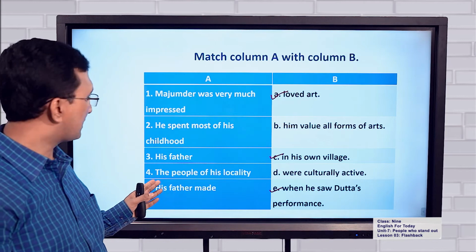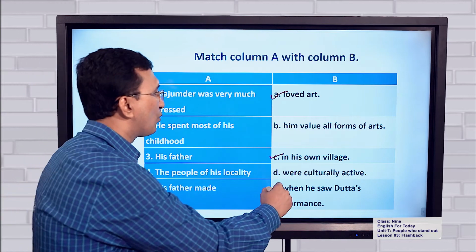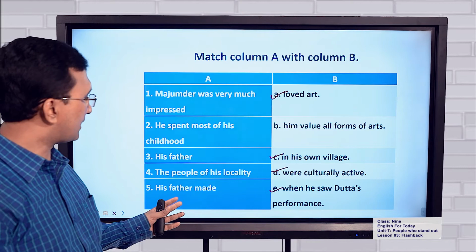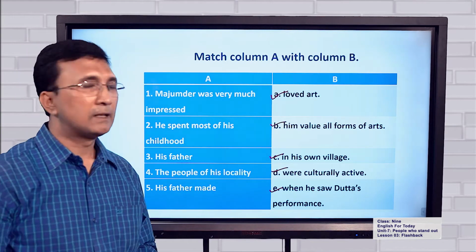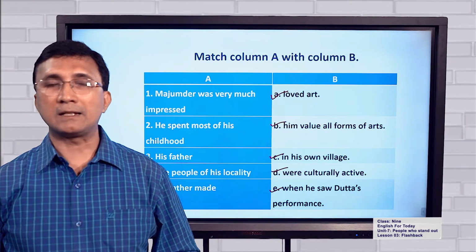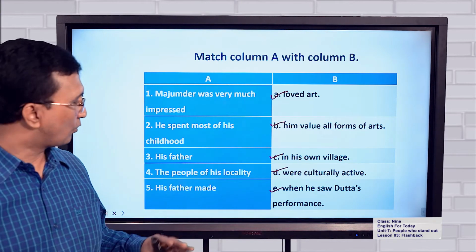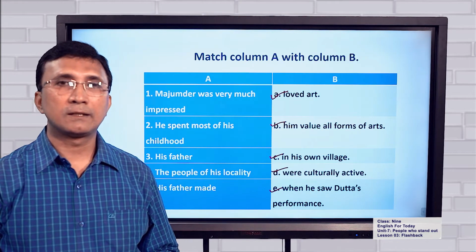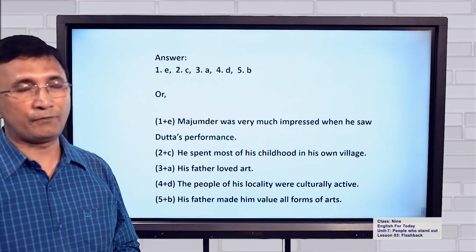So let's read once again. The people of his locality, yes, it will be, were culturally active. And finally, his father made him value all forms of arts. Dear students, we have matched and understood which parts will be joined with which phrases. But how to answer this matching? Let's see. We can answer in different ways.